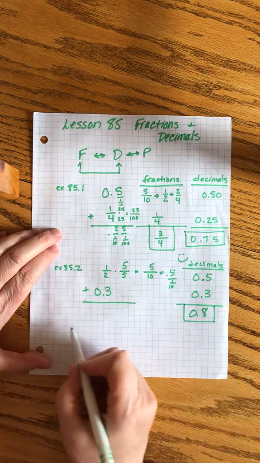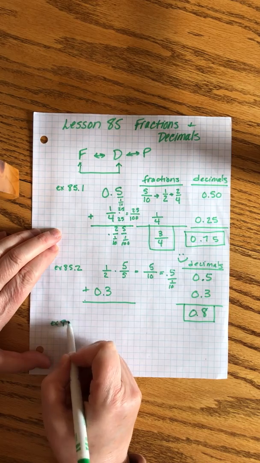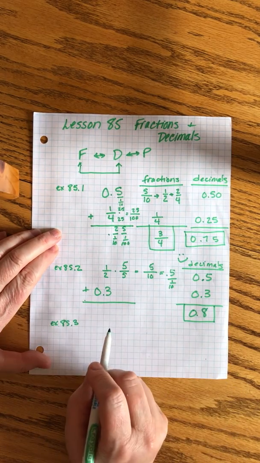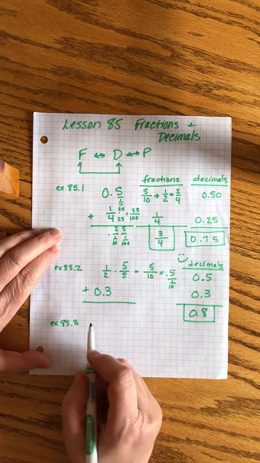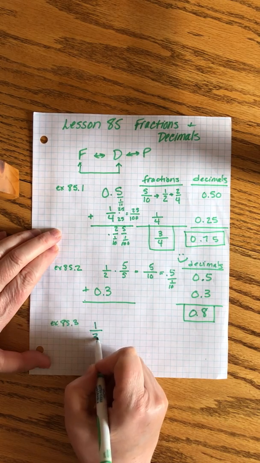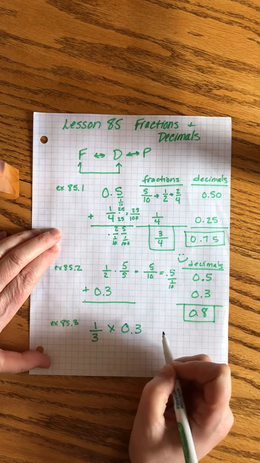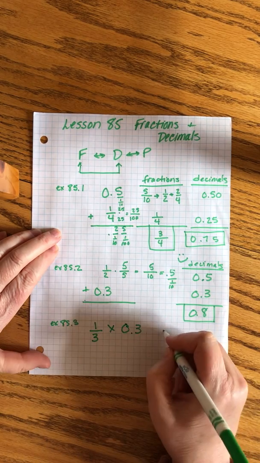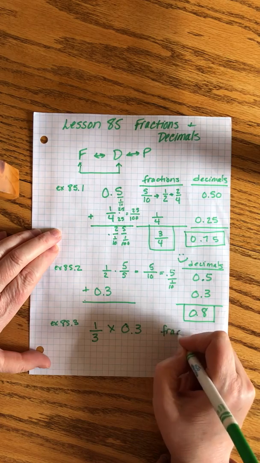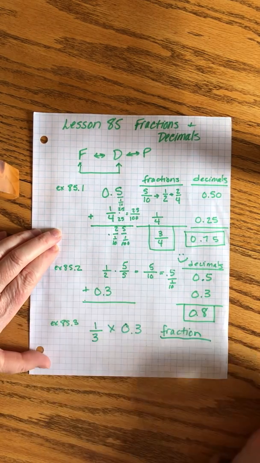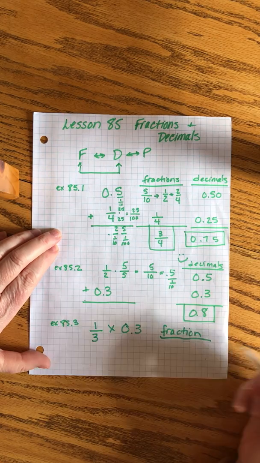Yay! One more, example 85.3. This time we have not an addition, but a multiplication problem. So I'm going to write it as it's written. And this time we want a fraction answer. My columns have sort of evaporated, so I'm starting a new column here. We want a fraction answer.